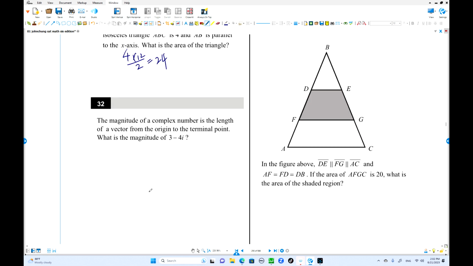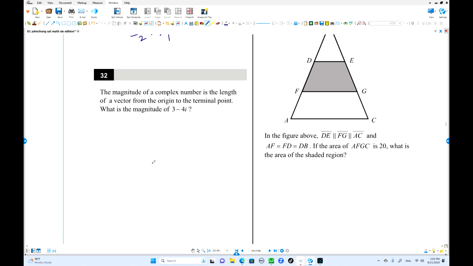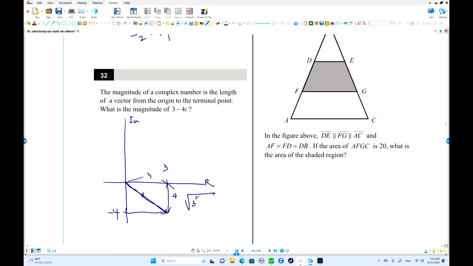Number 32. The magnitude of a complex number is the length of the vector. Negative 4. This is real, this is imaginary, okay? This is a vector. By definition, this length is the magnitude of the vector. You can use the Pythagorean theorem, okay? So the length is 3. This length is 4, right? Length is positive. Okay, this magnitude is how much? Square root of 3 squared plus 4 squared equals 5, okay?